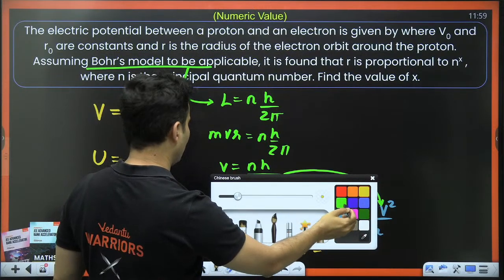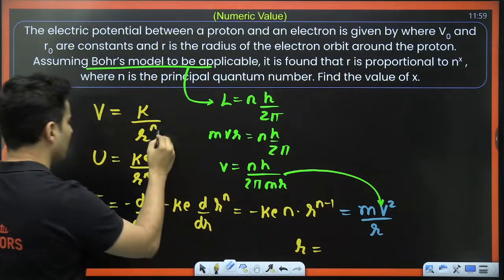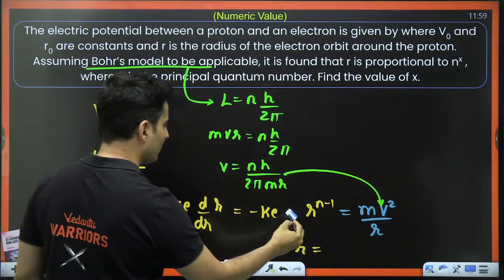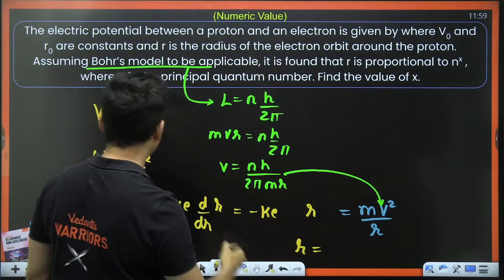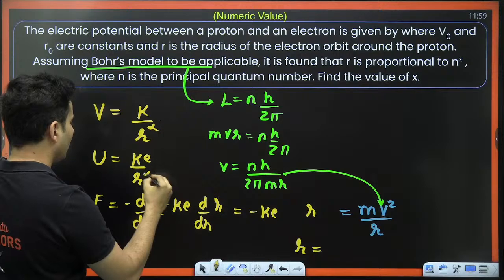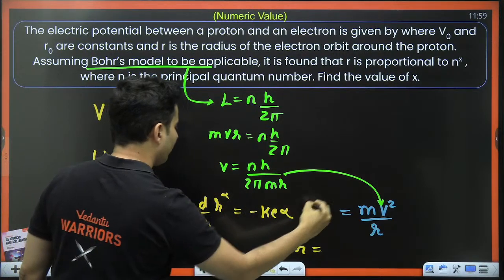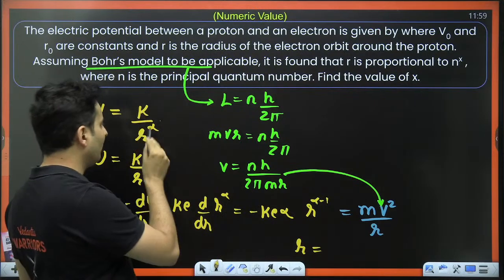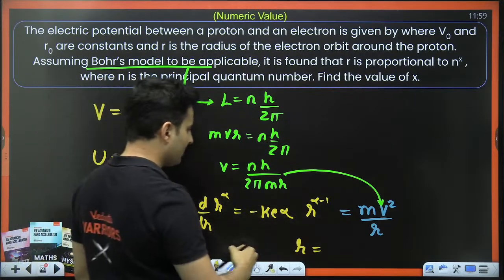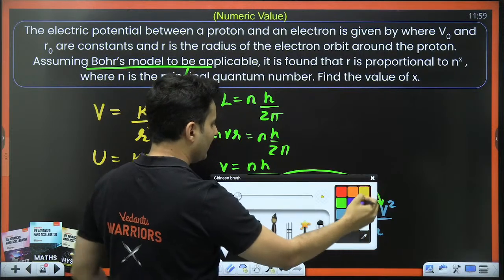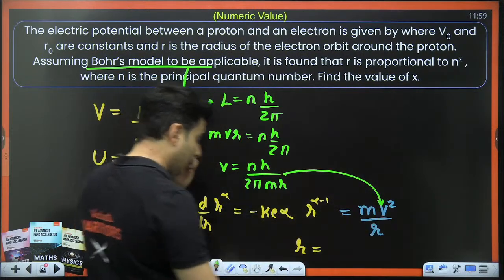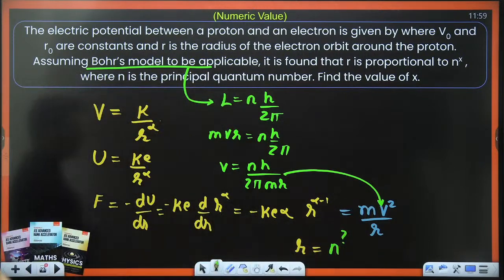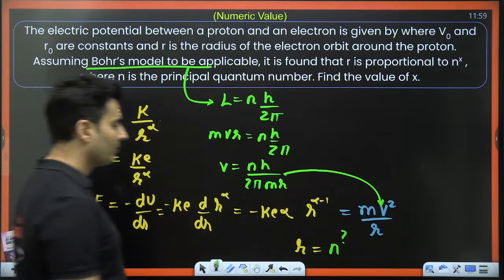I think I should use some other value. Don't get confused between these two n's; they are completely different. So R raised to alpha, alpha minus 1. Okay, now it is fine. This n is the principal quantum number. Alpha is some power. From this you will get R is basically n raised to something, and you can find that something from here.